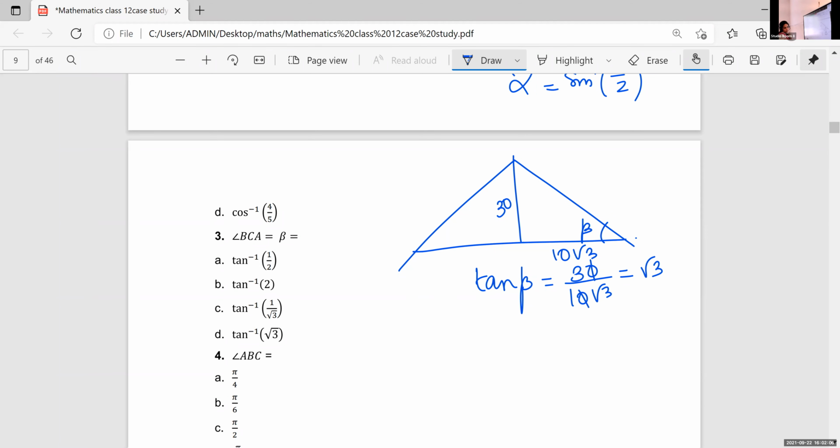What is the answer? Michael? For the third one, answer is C. Is it C or D? Oh, sorry, it's D. It's D. Okay, when you go for the exam also check it and bubble it. Are you able to get this answer, Sania? Yes, ma'am.